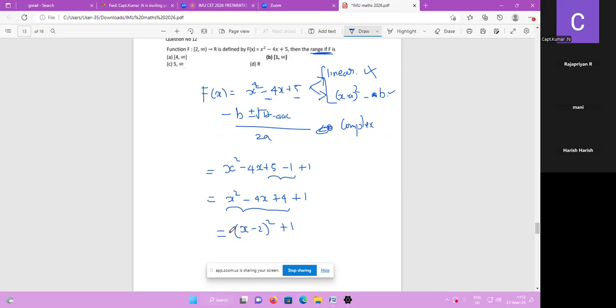Now my life is easy. So here (x minus 2) whole square plus 1, right? Now this thing is always increasing. Then just substitute the value 2 here. Substitute 2 here, this becomes 1. So my range starts from 1. So the answer is B. That's the only answer which starts from 1.